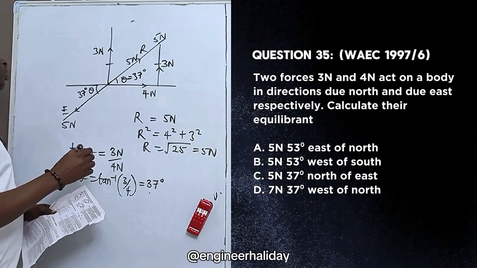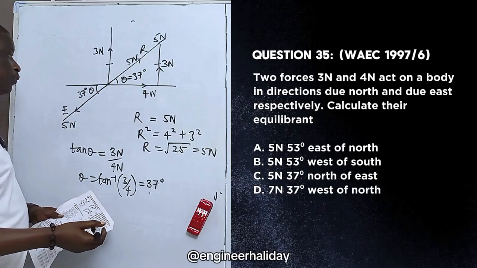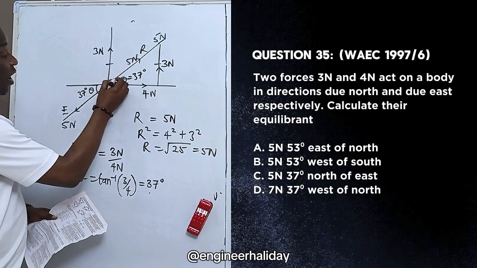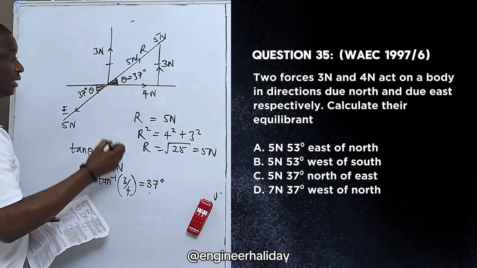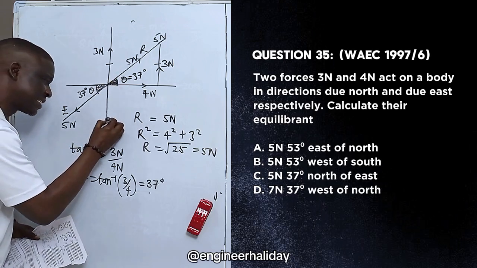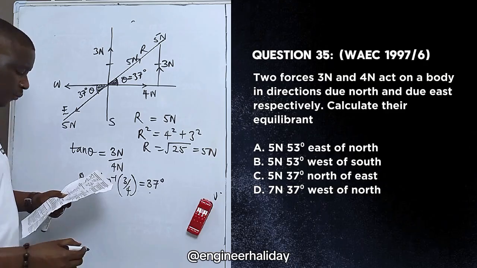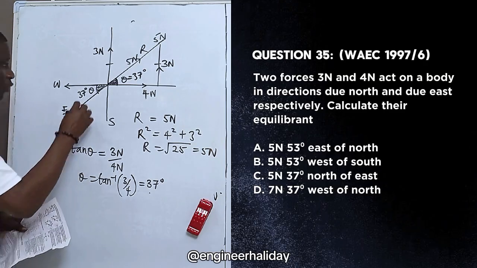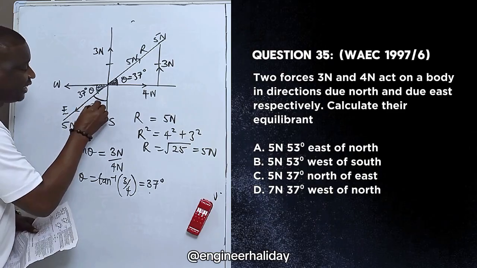Then when this angle is 37 degrees, here will also be 37 degrees, because vertically opposite angles are equal. So here will be 37 degrees, and here will also be 37 degrees. Now this one is south and this is west. Don't forget that you have to go to your options. We can use this side, which is the complement of 37, which is 53.